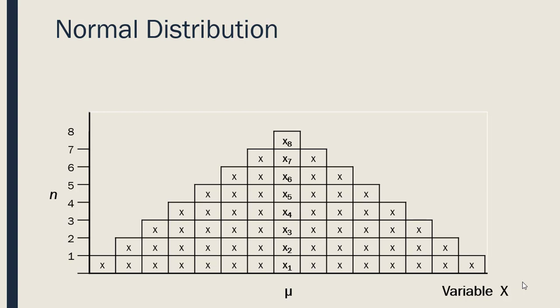And so around the mean, what we will see is these symmetrically distributed scores with fewer and fewer scores occurring as you move away from the mean in both directions.